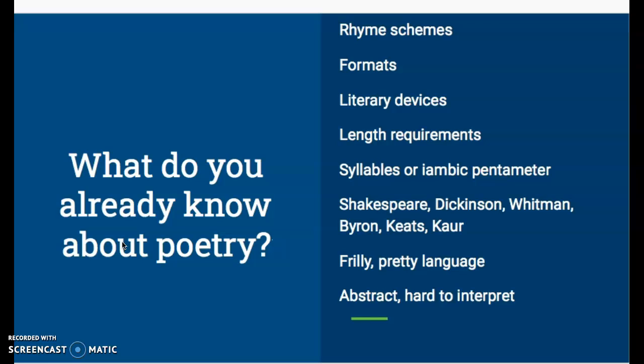Maybe you know about certain poets. Maybe you're familiar with Shakespeare or Dickens or Whitman. Maybe you've heard of Byron, Keats, or Currer. So maybe you think poetry is all about frilly, pretty language that's really hard to understand. But whatever your preconceived notions about poetry are, I think that you're going to learn something new today.